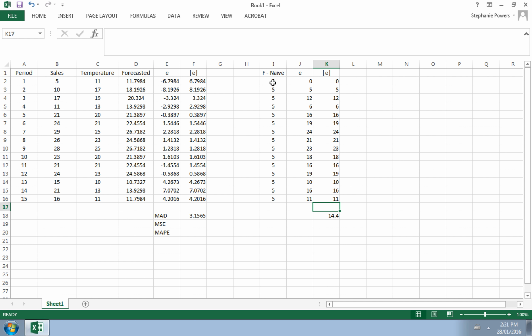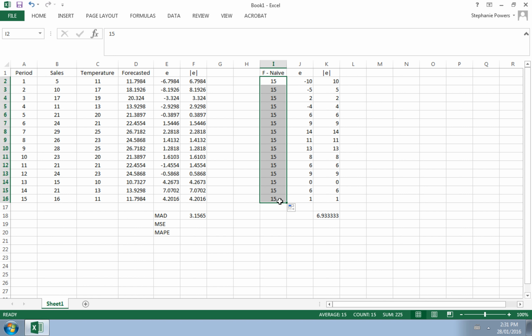Well, what if we chose a naive model that wasn't so low? What if we said our average sales, it's really going to be just 15 every day? So let's take our 15 for our naive, let's drag it down, and you can see that a naive forecast of 15 sales every day has an MAD of 6.9 compared to when we had the naive of 5 with a 14.4 for the MAD.